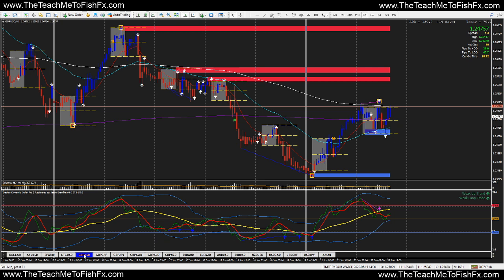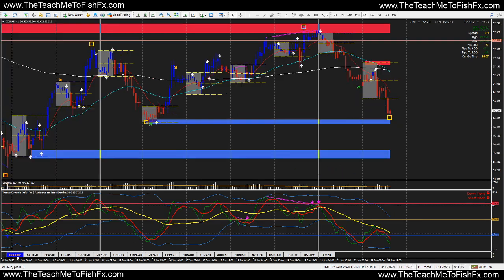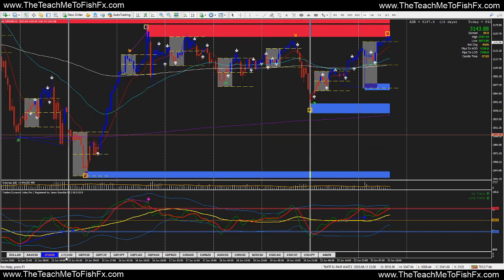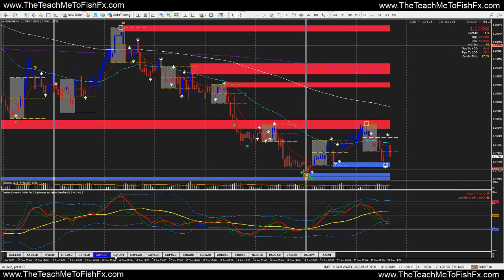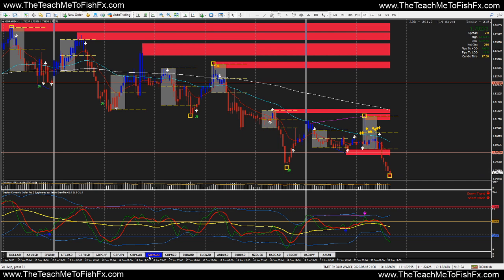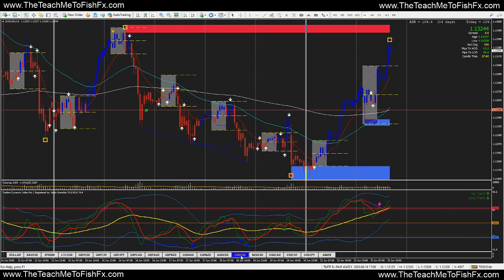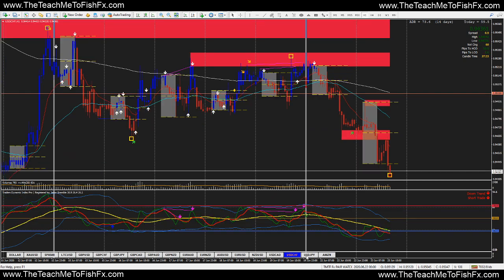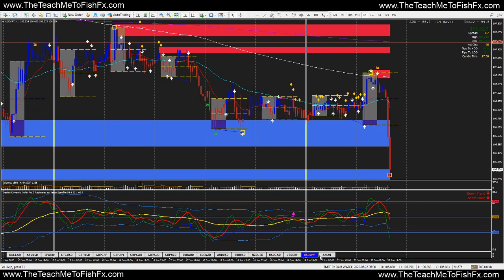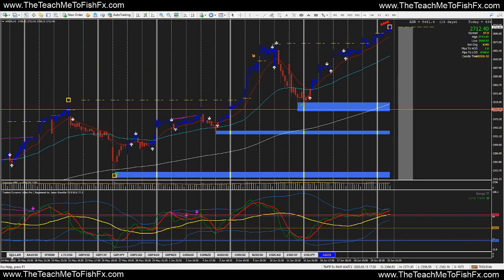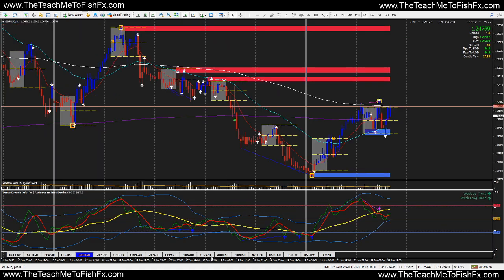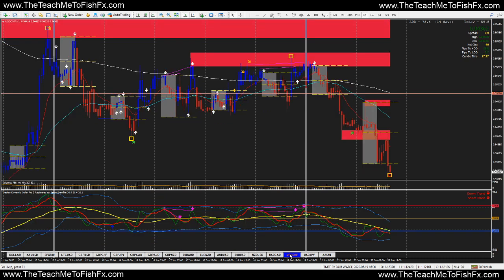So again, our pairs that we're looking for the midweek reversal. I believe I said the dollar index, GU, Euro USD, USD Swiss. That's it. So we have four that we're going to mainly be looking at this week.